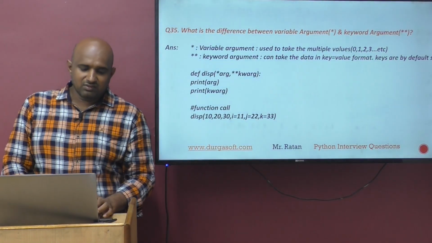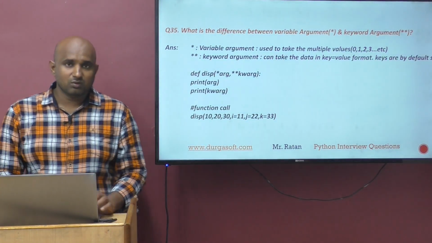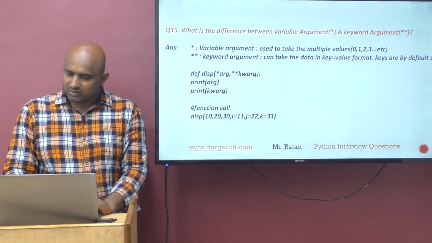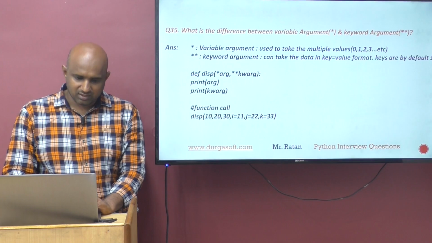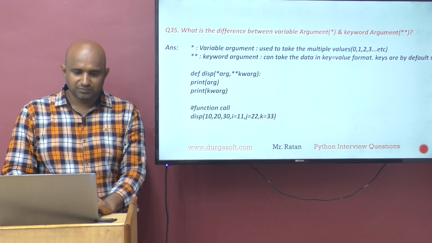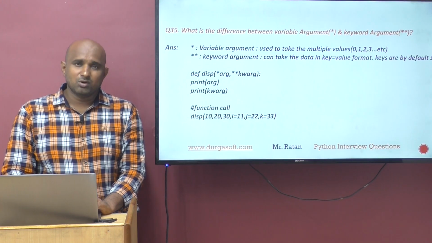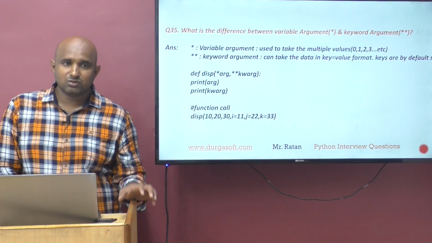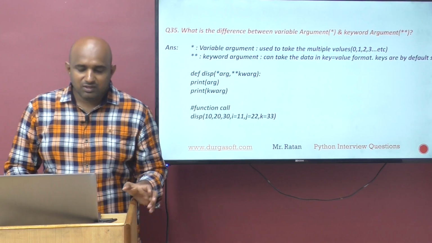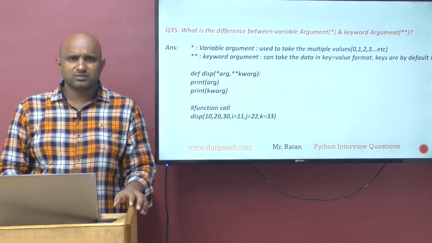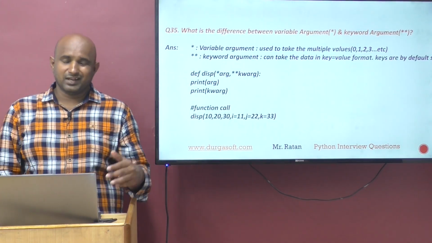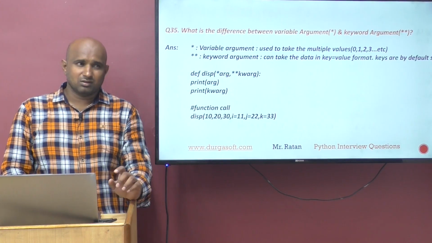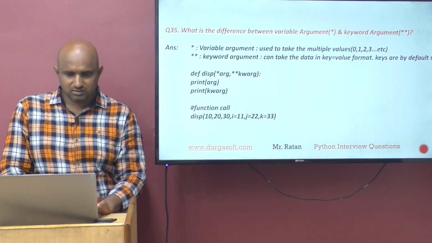Now that is called key values actually. If these are key values, i equal 1, j equal 2, k equal 3, these are called key values, right? This is taking the keyword argument. So we understood that variable argument is used to take multiple values, like 10, 20, 30, like that. Keyword argument takes the data in key value pair format.